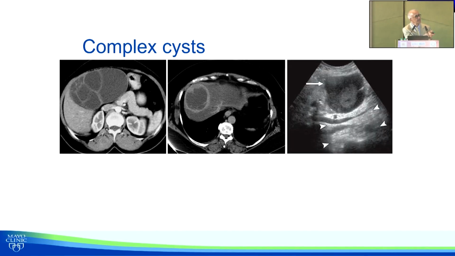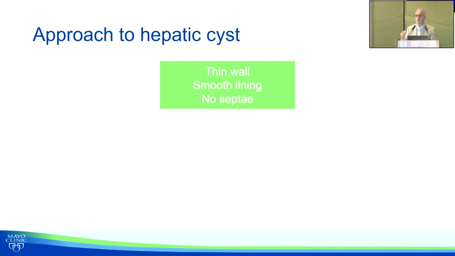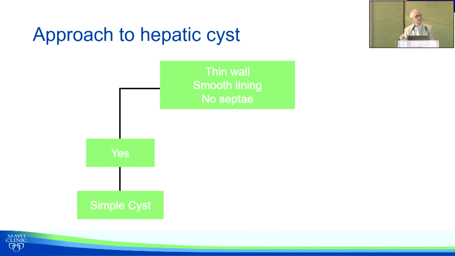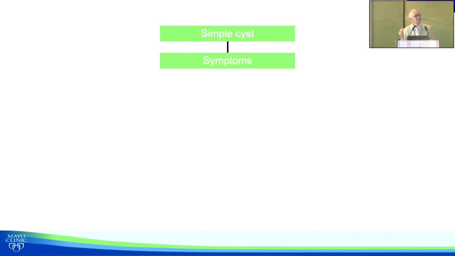So complex cyst, on the other hand, will have septae. You can see there, can have thickening of the wall, it can have nodules. So all these would suggest a complex cyst. Remember, hepatocellular cancer can occasionally be cystic. There are metastases like melanoma, which can be cystic. So this is the approach to hepatic cyst. Thin wall, smooth lining, no septa. That's a simple cyst. If none of these, if it's a thick wall, nodules, that becomes a complex cyst.